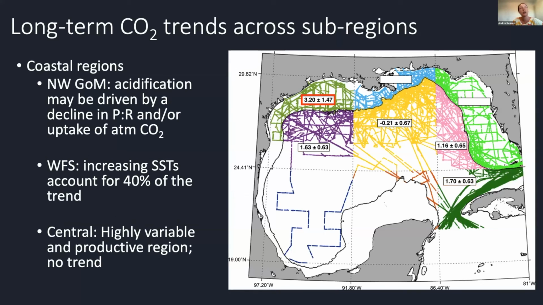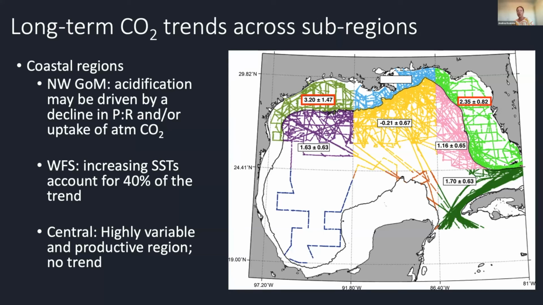Moving on to the long-term CO2 trends across the coastal subregions, in the northwestern Gulf of Mexico, we do see an increase of approximately 3.2 microatmospheres per year, despite no significant trends in SST or sea surface salinity. So the acidification signal in this region is potentially driven by a decline in the photosynthesis to respiration ratio and/or uptake of anthropogenic carbon.